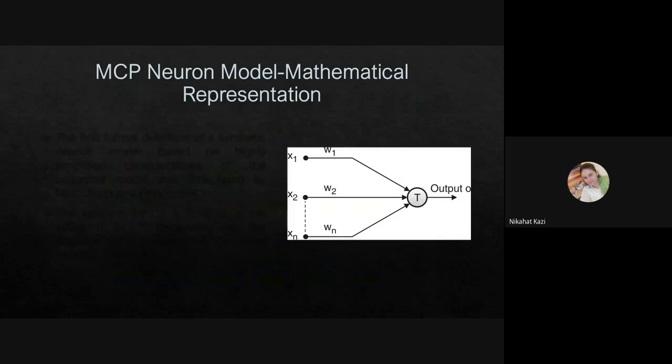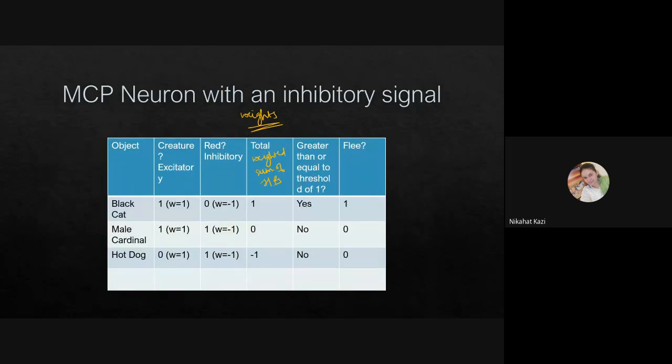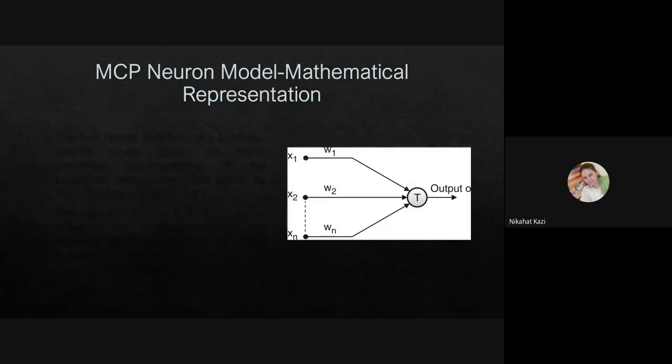So with this toy example that we have seen, we have come up with the McCulloch-Pitts neuron model. What we have seen is how the reasoning is done, how they came up with this model, with the help of this example. Now we will look at a formal mathematical representation of this model. It's a very simple model.